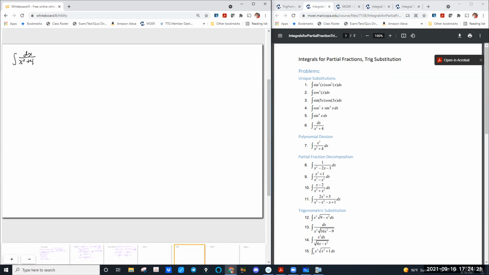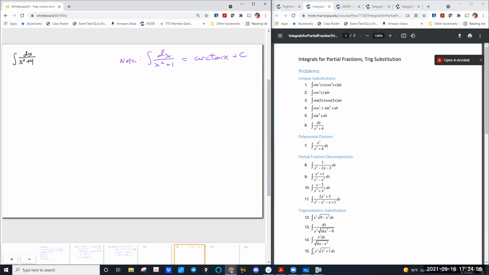dx over x squared plus 4. Basically, any other constant here besides 1. Because if it was dx over x squared plus 1, so note, the antiderivative of that is just arctan of x plus c. Okay? So the problem is that we don't have a 1. We can handle that. All right?